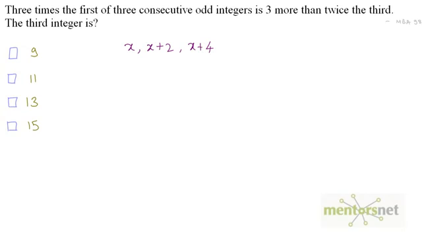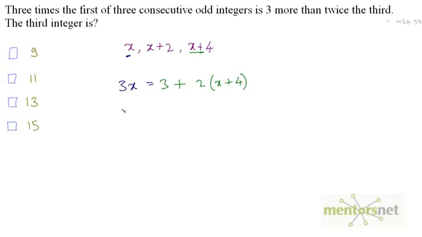Let's see what has been given. It has been given that 3 times the first of these 3 consecutive odd numbers, so this is the first, so we have 3 times x, is 3 more than twice the third. So 3x is equal to 3 plus twice the third. 2 times the third one is 2 times x plus 4. So we can solve this for x and get the third integer.